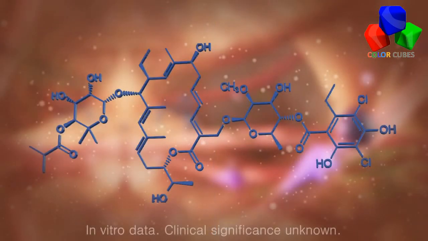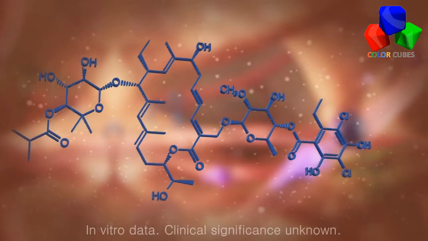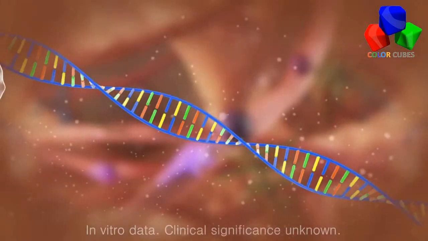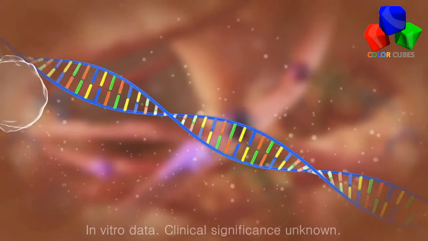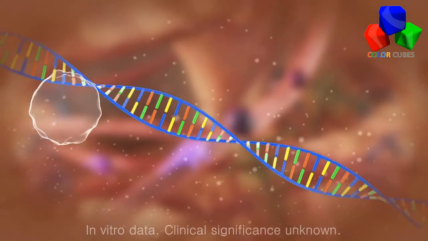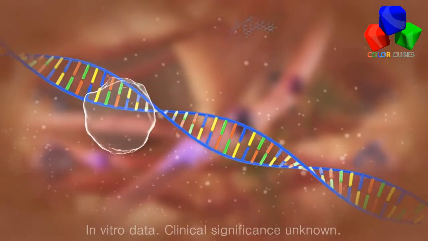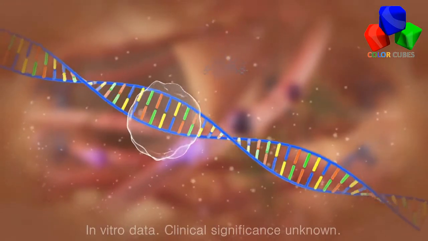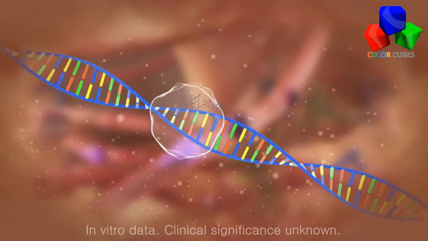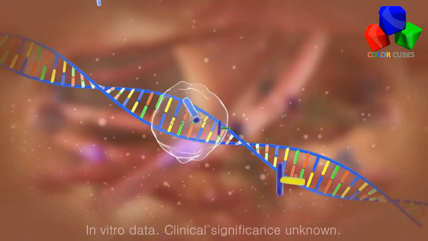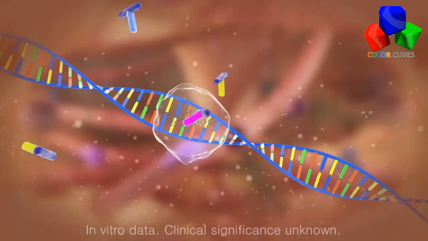Fidaxomicin is bactericidal against C. difficile in vitro, inhibiting RNA synthesis by RNA polymerases. It induces conformational changes in the RNA polymerase DNA complex and prevents the initial separation of DNA strands, which is a prerequisite to RNA synthesis.